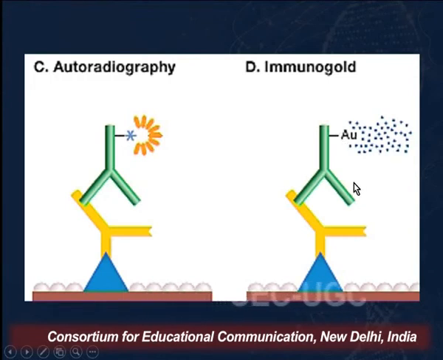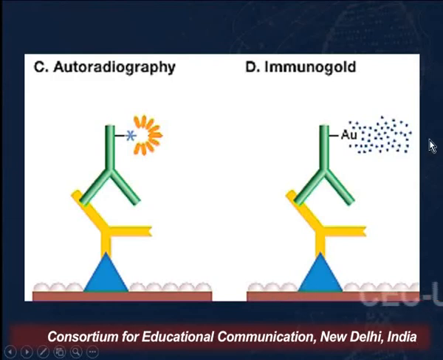Similarly, the immunogold method is another important method, where gold particles are attached to the secondary antibody. These gold particles can again be detected at a particular wavelength. They give a particular color, a pinkish color. However, that color is not permanent, it is not stable.